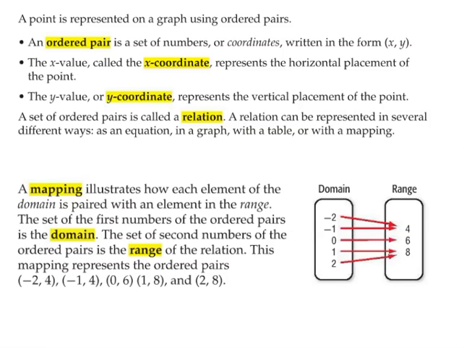Now, we can do a relation in several ways. We can do an equation, we can do a graph, we can do a table, or we can use a mapping. And so down here we have what's known as a mapping. Okay? And that shows how each element of the domain is paired with an element in the range. The set of the first numbers of the ordered pair is the domain.